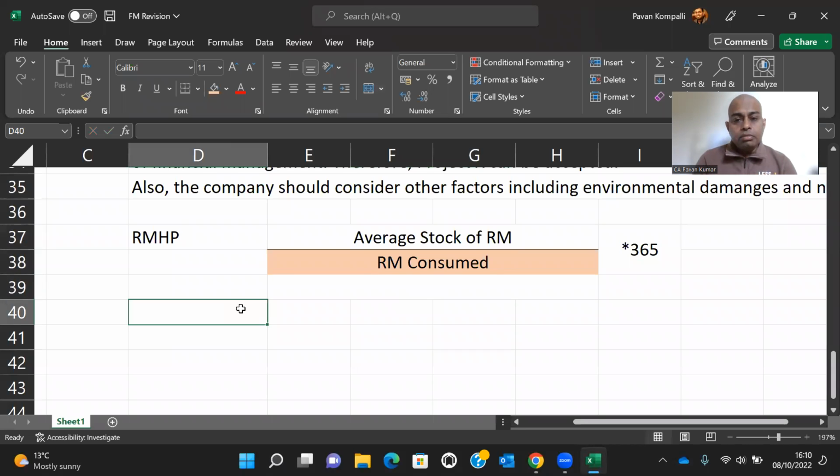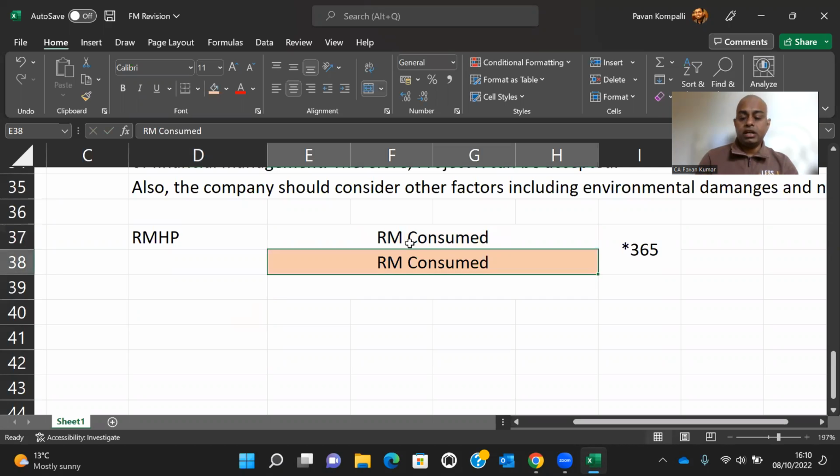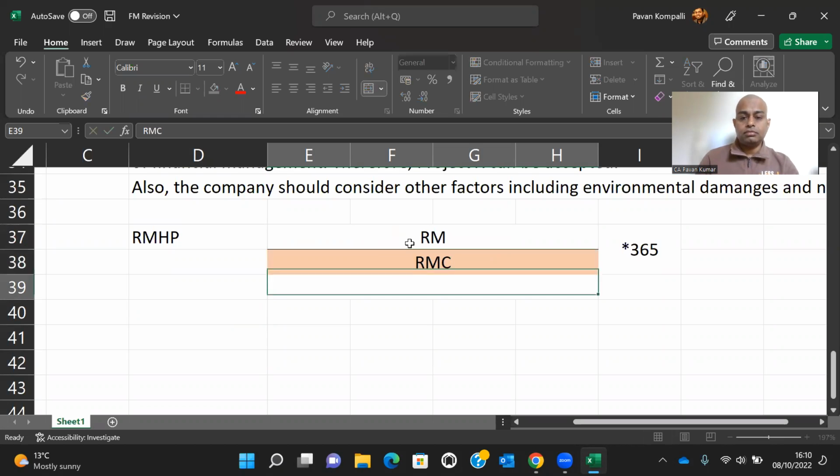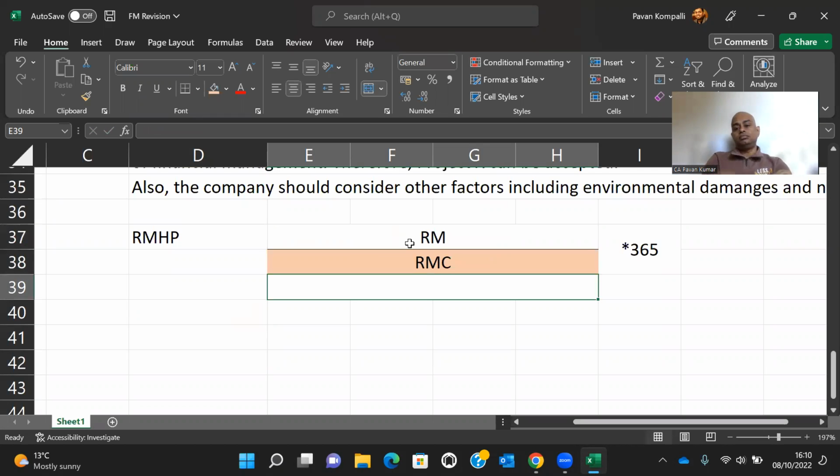So basically raw material holding period is equal to average stock of raw material divided by raw material consumed into 365. So even in the ICAI material, whatever they have given is the same. But they prefer giving it theoretically, conceptually, rather than like a formula. That is the reason they have told so much information there. But basically it is raw material by raw material consumed into 365. How we remember in the class: raw material by raw material consumed into 365. Khatam. RM by RMC into 365.